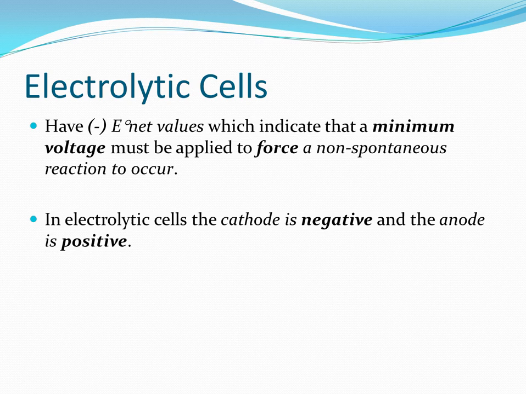Electrolytic cells use this process of electrolysis. The most important thing to understand about electrolytic cells is that you should get a negative number when you calculate the net potential energy for the cell. Because the number is negative, the reaction is not spontaneous. To get the reaction to go, a source of electrical energy is required. In electrolytic cells, the cathode is negative and the anode is positive. This is the reverse of the charges of the electrodes in voltaic cells.